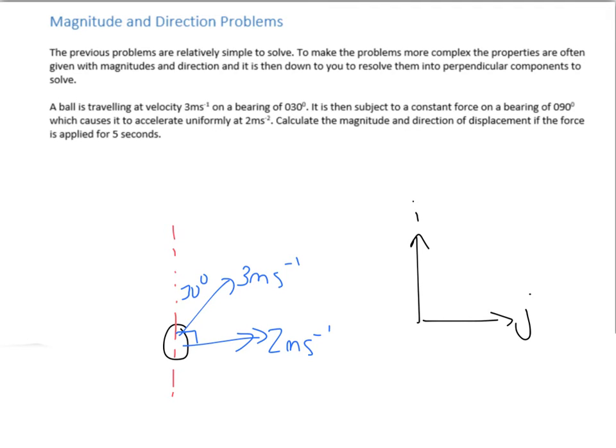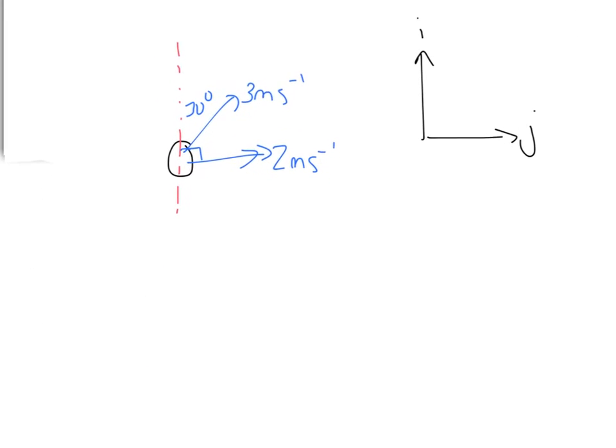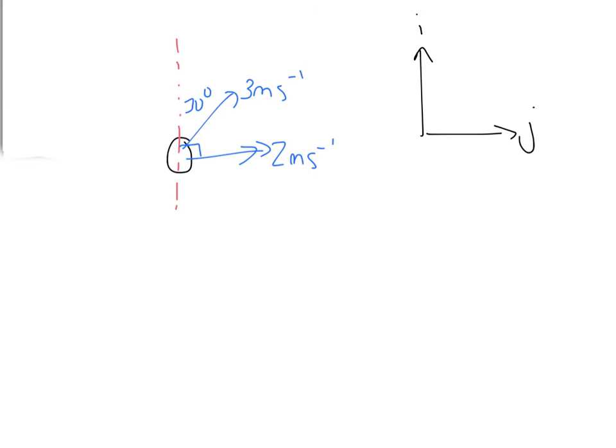Okay, so let's scroll that down so we can do some working. So in the I direction, let's see what we've got. So we've got U, A, S, T. Now, this is what we want to find out.